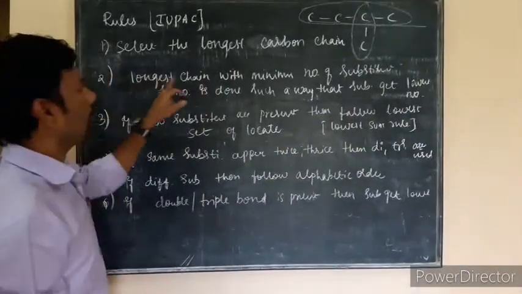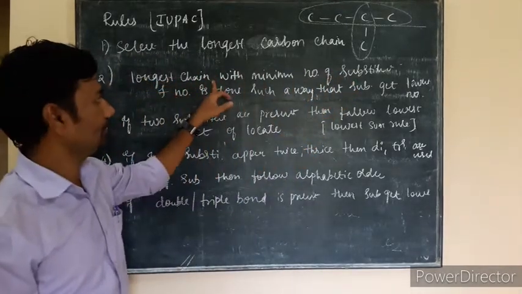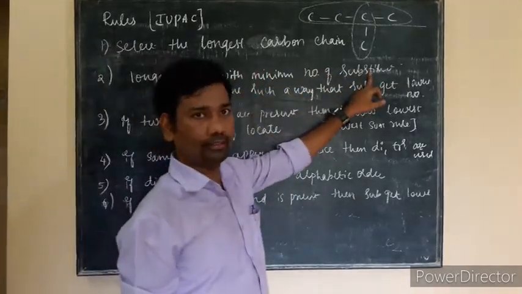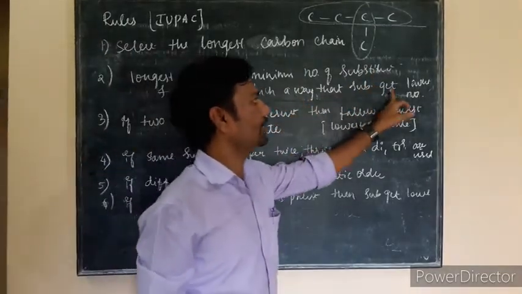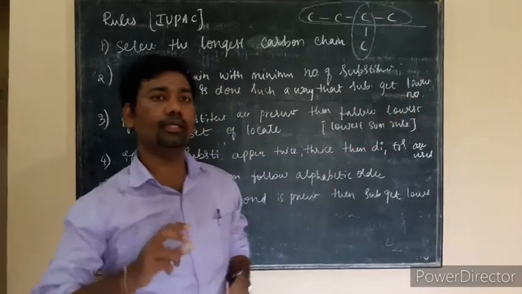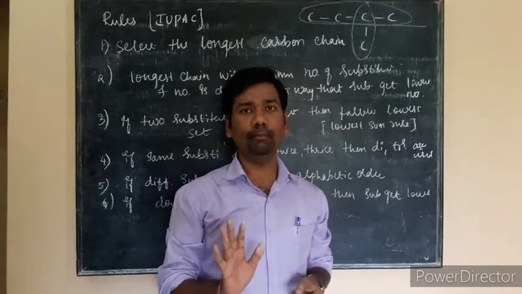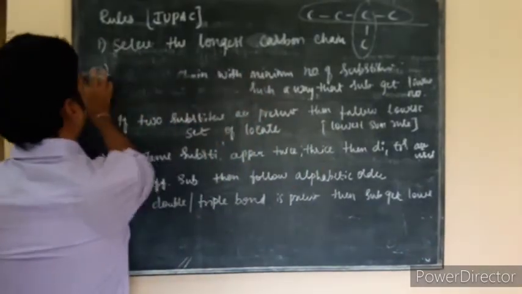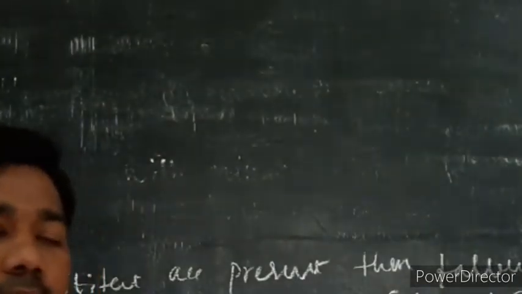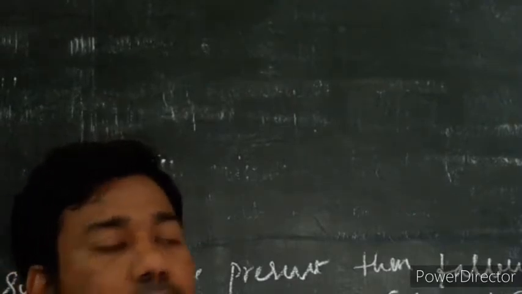Next, the second rule: with whatever longest chain you are considering, the minimum number of substituents, and the numbering is done in such a way that the substituent gets the lowest number. So whatever substituent you have added, that should get the minimum number. I will show you the first and second rules. Whatever the substituent, it should get the minimum number, as I said.